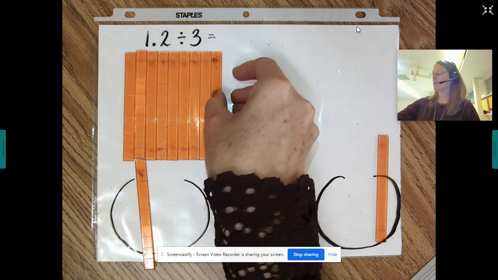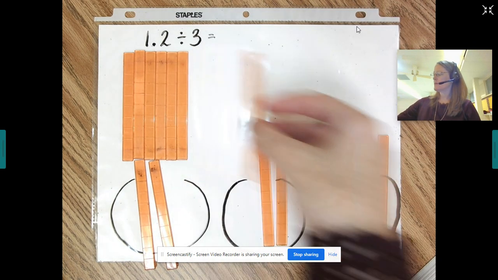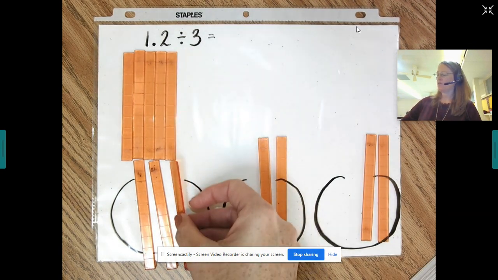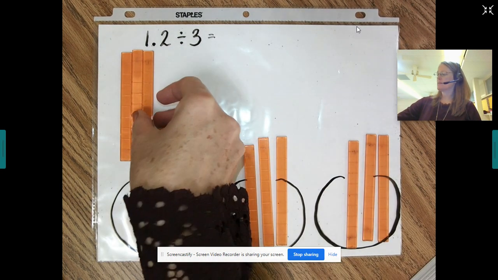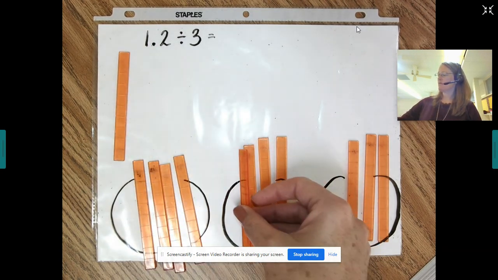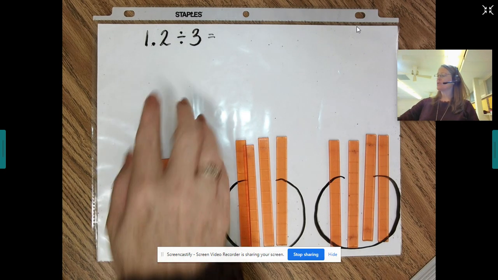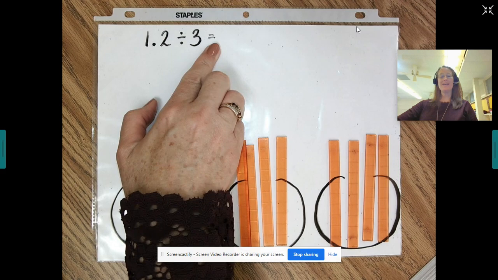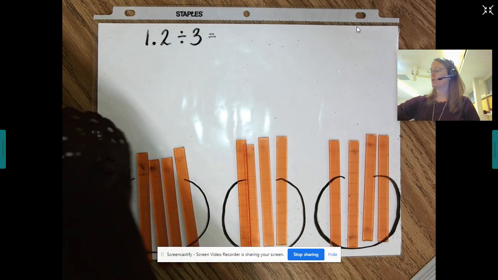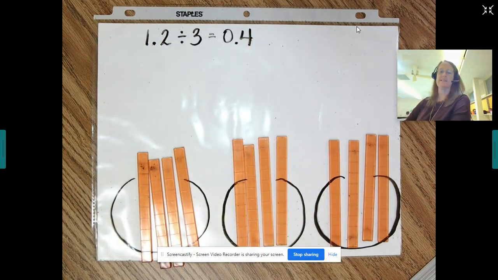Put 1/10 there. So now 2/10, 2/10, 2/10, 3/10 in each group, 3/10, 3/10, 4/10, 4/10, 4/10. 1 2/10 divided by 3, or divided into 3 groups, equals how many in each group? Yeah, 4/10. So we would write that in standard form.